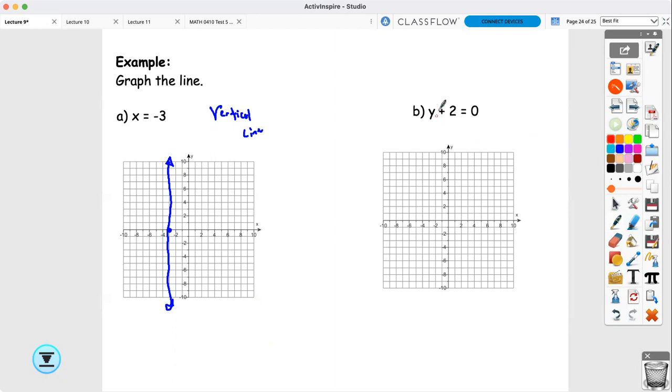B, we have y plus 2 equals 0. Get y by itself, so we subtract 2. Then we get y equals -2. When we get y equals a number, we know that's going to be a horizontal line. So we go to y equals -2, which is below 0, underneath, and it's going to be a horizontal line.